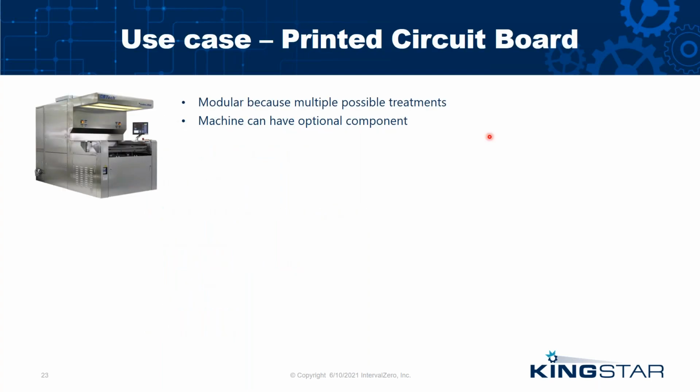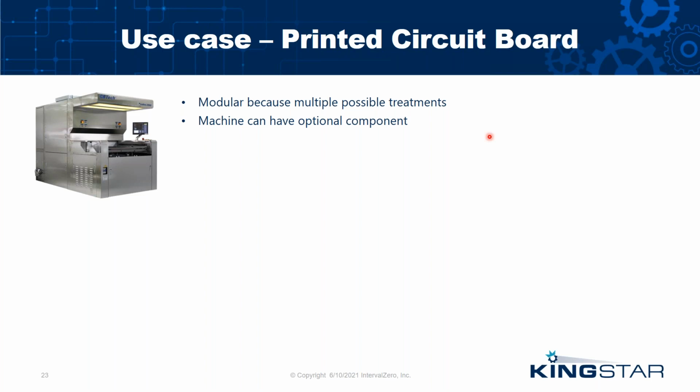The first use case that we provide is a PCB, printed circuit board, processing machine. This machine will take a PCB board into a treatment chamber, and then it will take it out, possibly flip it if it wants to process both sides, and possibly inspect the results or sort the results.